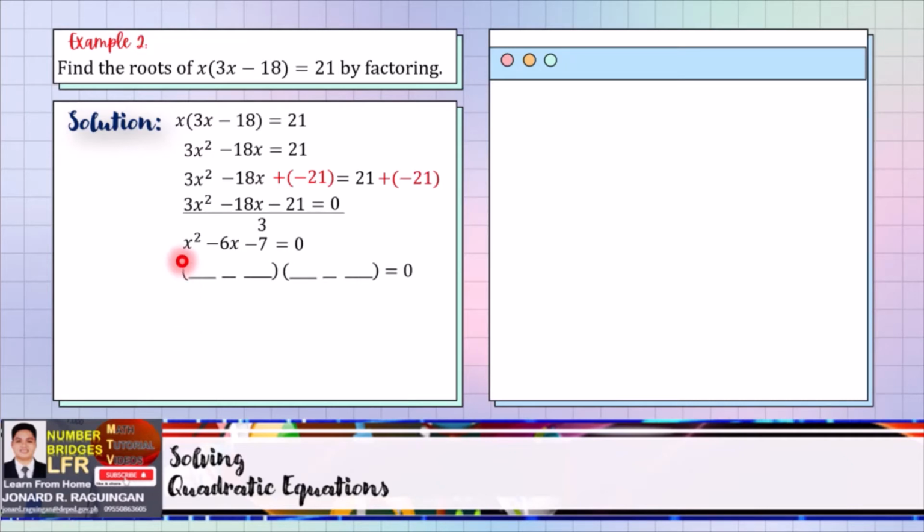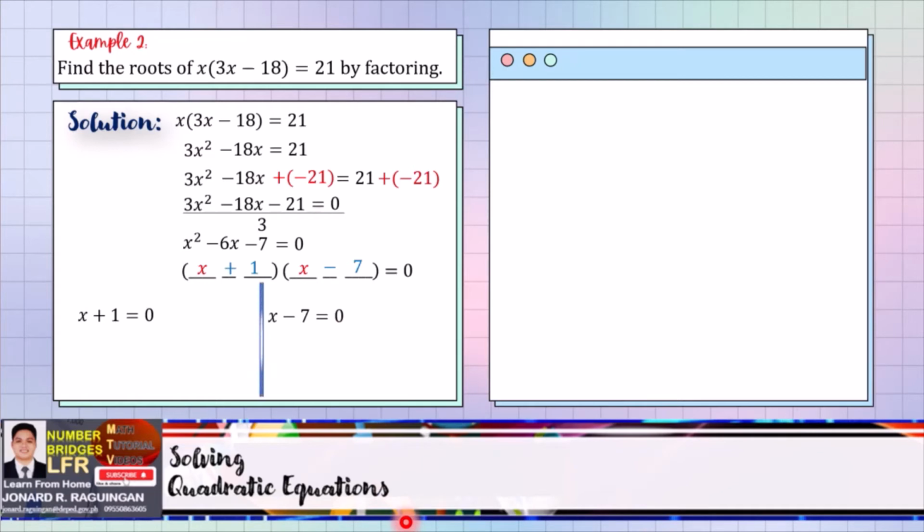Factor the quadratic term: x squared is x and x. Factors of negative 7 which, if you add them, will give you negative 6. That is positive 1 and negative 7. Then, applying the zero product property, we have to equate the factors to 0. That is, x plus 1 is equal to 0 and x minus 7 is equal to 0.